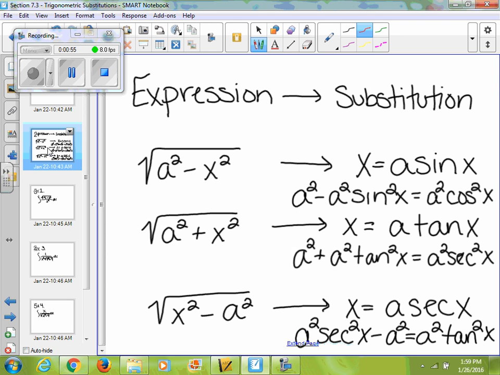If we see the square root of a squared plus x squared, we're going to substitute a tangent of x in for x. And anywhere we see a squared plus a squared tangent squared of x, we're going to substitute in a squared secant squared of x.